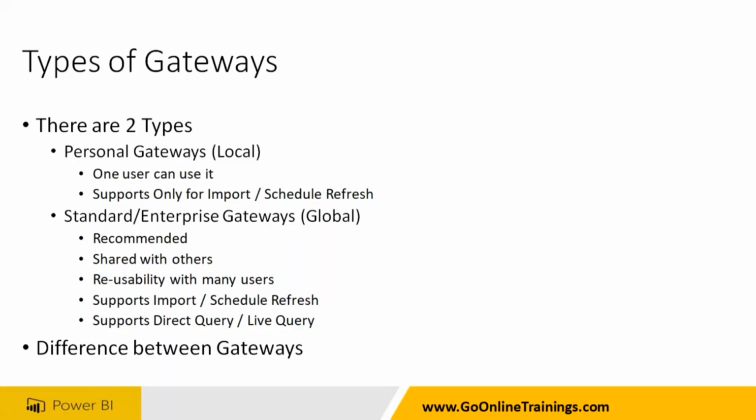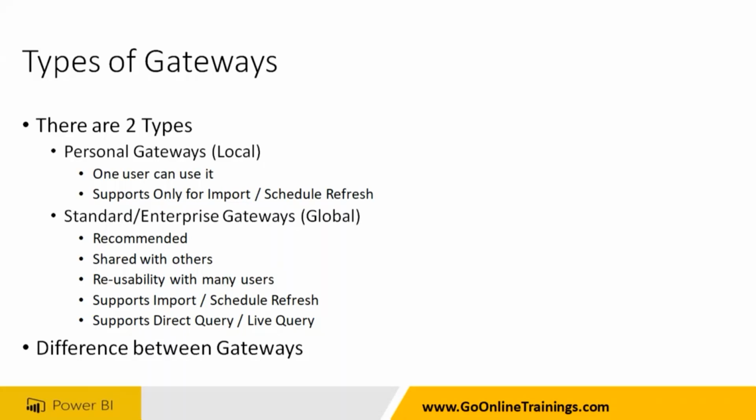Clear? The next one is the enterprise gateway, which is global and is recommended. Why? Because we can share it with others, with reusability across many users. It supports import and supports direct query. Direct query is also called a live query. Okay, live query is different, live is different.